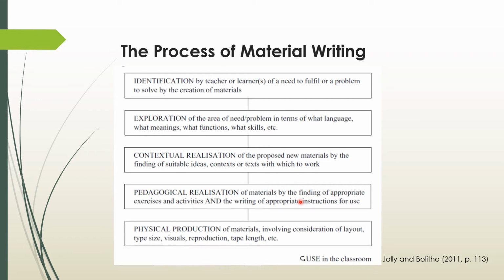We need to find whether it is appropriate in teaching positions whenever you are going to teach. For example, you will be having exercises, activities, and tasks. So whether the students will be able to do that, whether the material is prepared for the introduction to the learners. And then physical production of materials is consideration of the layout, type, size, visuals, reproduction, tape length, etc. So that means whether the volume of the material is low or not, whether it will be accessible by the learners, whether the learners will be able to buy this book or collect the book from closed sources or not. So those will be referred under the framework, and using the classroom, of course, in the next one as well.